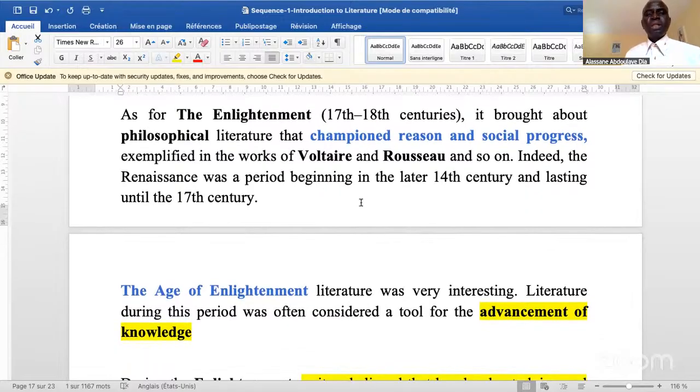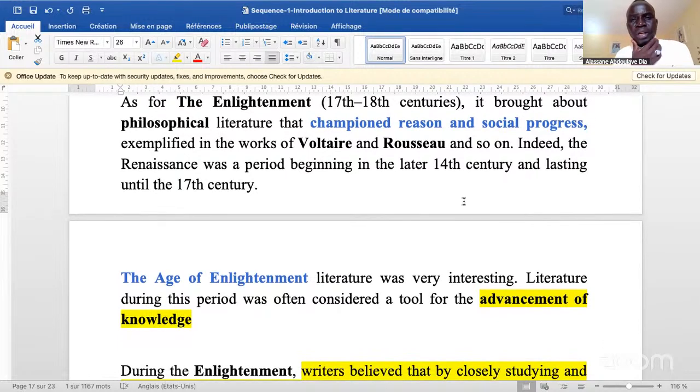Indeed, the Renaissance was a period beginning from the late 14th century and lasting until the 17th. So if you try to give just the period, if I ask you, I told you that when I evaluate you, I ask you practical questions. I'm not asking you to memorize, but I'm asking you to follow.